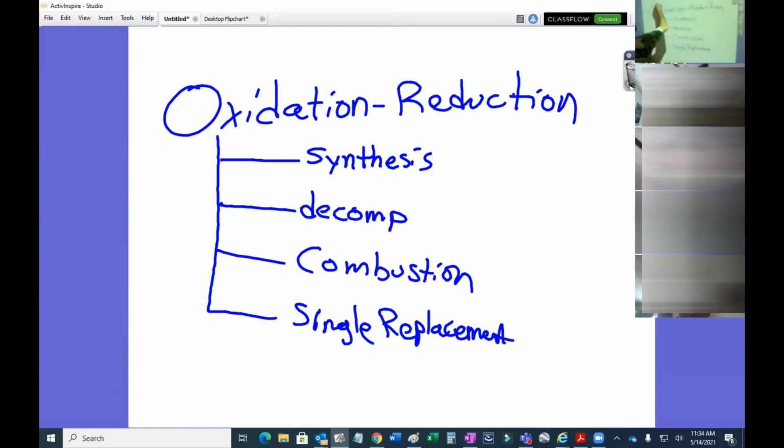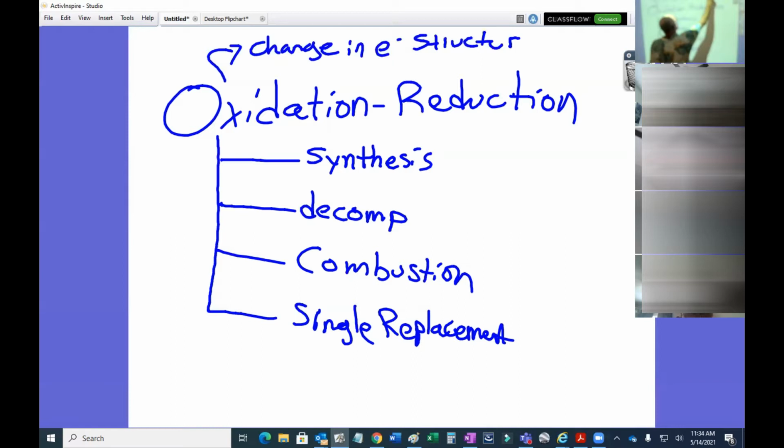These involve change in electron structure. I'm going to give you something called a mnemonic. A mnemonic is a trick that you use to memorize things, like Roy G. Biv or SOHCAHTOA. Remember SOHCAHTOA? No? Does anybody? Yes, I remember it. Thank you. Sine, cosine, tangent, right?